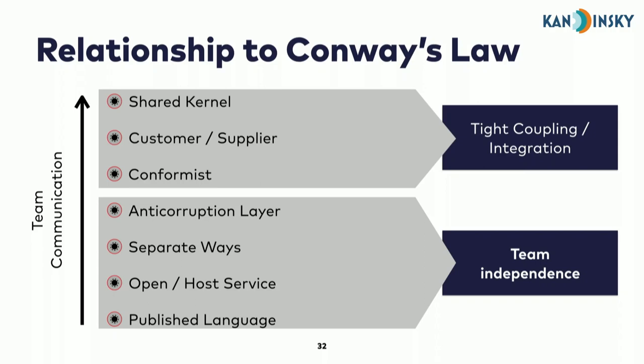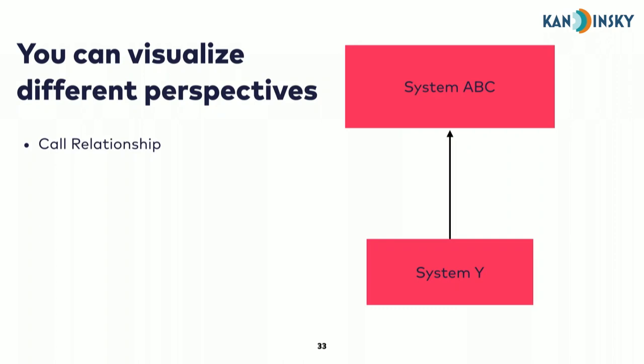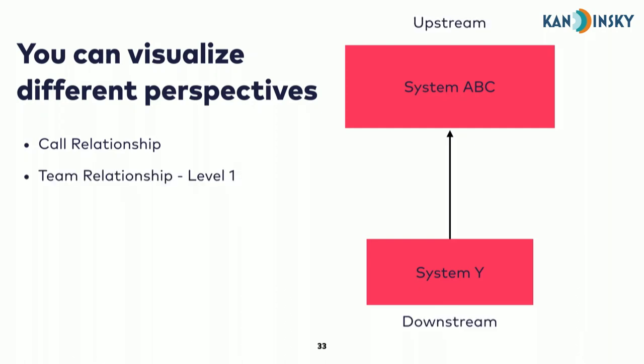And the nice thing about the context map is that you can take on different perspectives on those things. Let's take this diagram. It has nothing to do with the context map so far. It's a call relationship. System Y is calling some service from system ABC. But I can introduce the first few in terms of team relationships. So there's an upstream-downstream relationship. So it's basically clear that Y is helpless and ABC is the king or the queen.